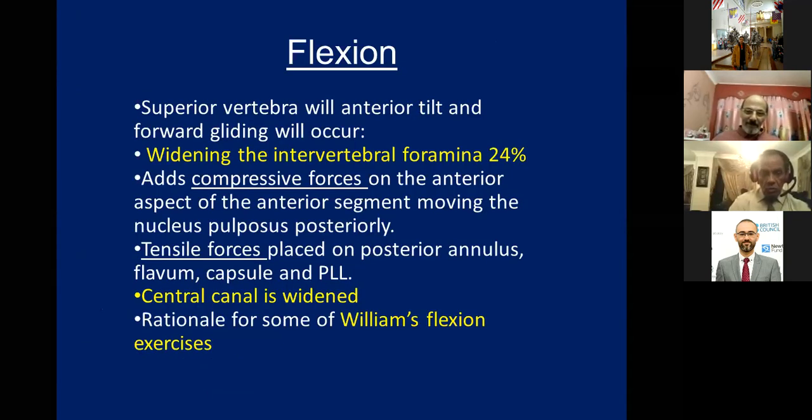During flexion, as we all know, there is widening of the intervertebral foramina, about 24%. And there is tensile force placed on the posterior annulus fibrosus, the capsule, and the posterior longitudinal ligament. The central canal is widened with flexion, and this may be the rationale for some of the Williams flexion exercises advised by the physiotherapist. This can also explain why the patient with spinal canal stenosis usually flexes to widen his spinal canal and reduce the neural compromise.